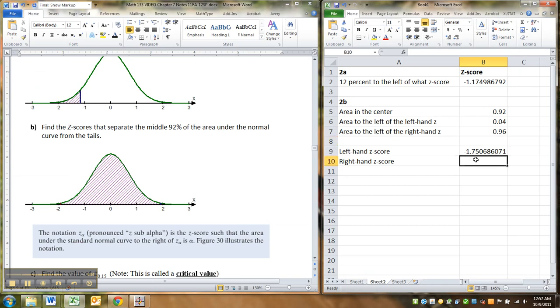So why did I do that? Well, remember norm S inverse, or norm inverse, or norm dot inverse, which is what I'm going to use, they require left tail probabilities. It doesn't do you any good to know that the area over to the right is 0.04. Useless, because it doesn't get used for the function in Excel. What you need is the left hand area, and the left hand area is 0.96. So I'm going to use that, 0.96, comma 0, comma 1. And that's positive 1.75, just like we thought it would be.